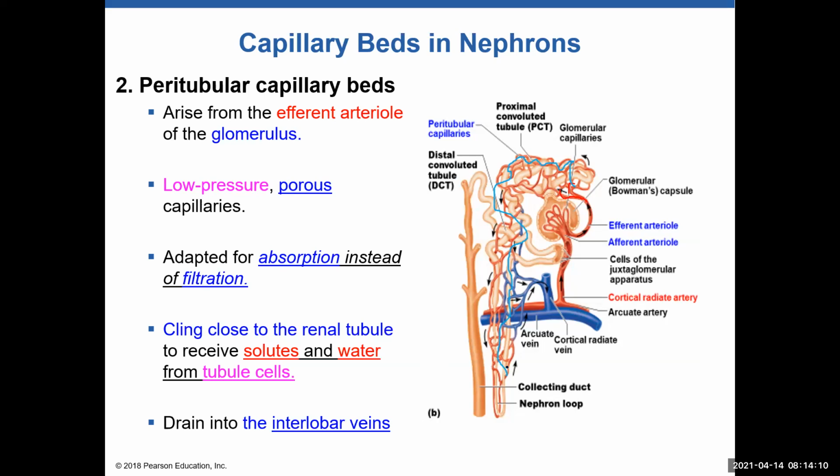Finally, they pour their contents into the veins, the cortical radiate vein, which then forms the arcuate vein. So this capillary bed is called the peritubular capillary bed. We have two types of capillary beds present in the nephron.